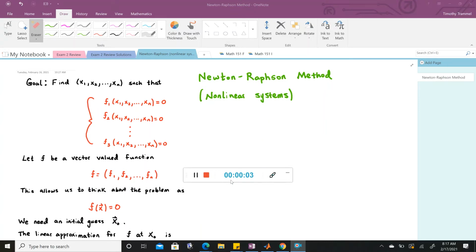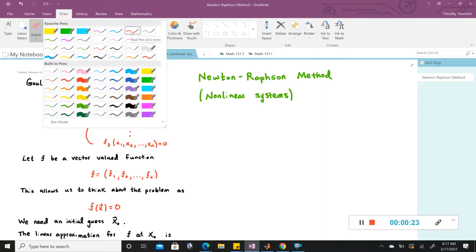Today we're going to cover Newton's method for nonlinear systems, and we've done Newton's method for just a single function, root finding for a single function. But let's see how this looks in the context of a nonlinear system.